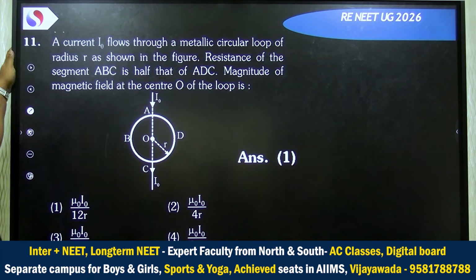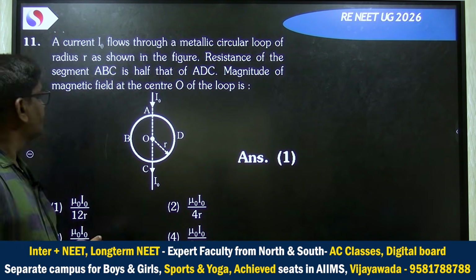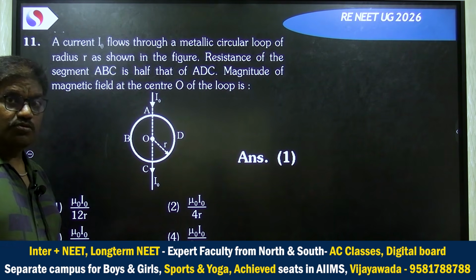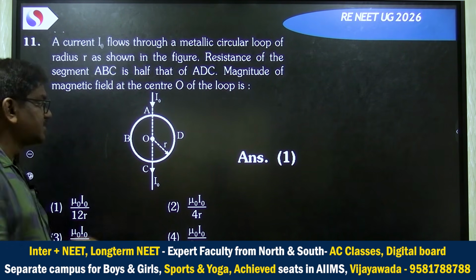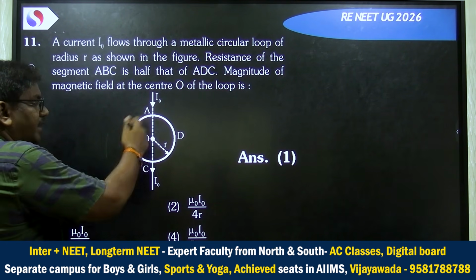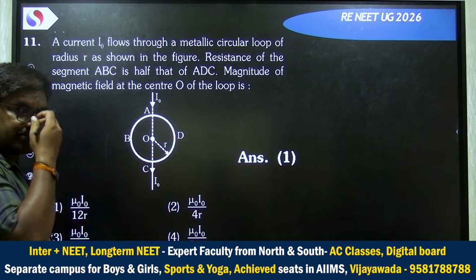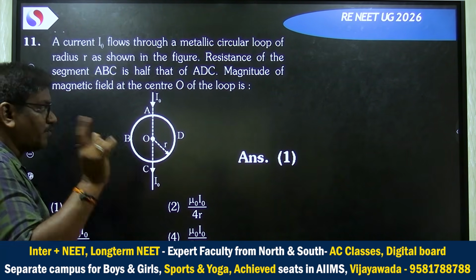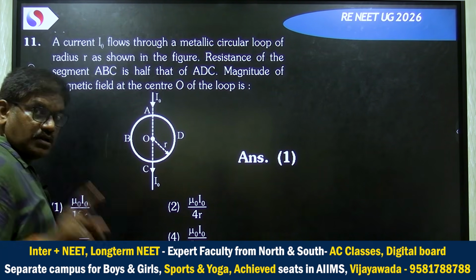Move to the next question, which is question number 11. A current I0 flows through the metallic circular loop of radius r as shown in the figure. Alright? Find out the magnetic field at the center. Most of the students made a mistake that they said, sir, at the center it should be 0 because this is a very standard question again. But that holds provided the identical loop is there.